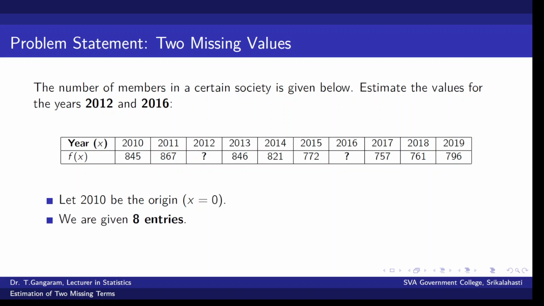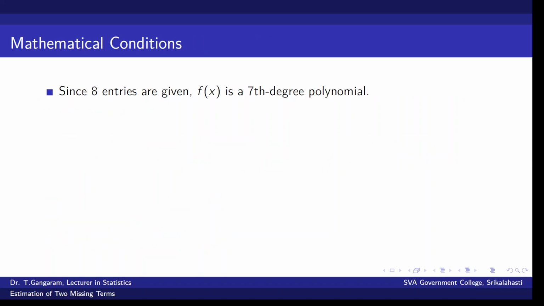Let 2010 be the origin, that is x is equal to 0. We are given 8 entries only. For the years 2012 and 2016, f of x is missing. So we need to estimate the terms f of 2 and f of 6. Since 8 entries are given, f of x is a 7th degree polynomial.